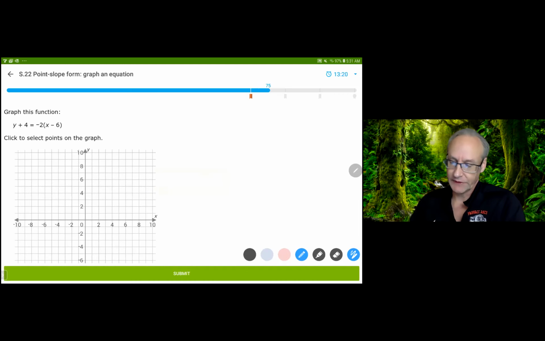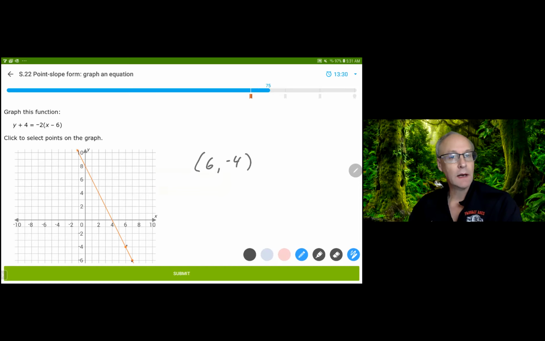All right, let's get this moving. So I need a 6 for my x, and I need a -4 for my y. So I'm at 6, -4, which is right there. And I count my slope, which is down 2 over 1. And of course, I could have gone the other way as well. -2 over 1.